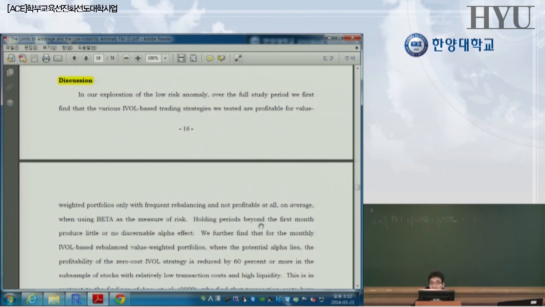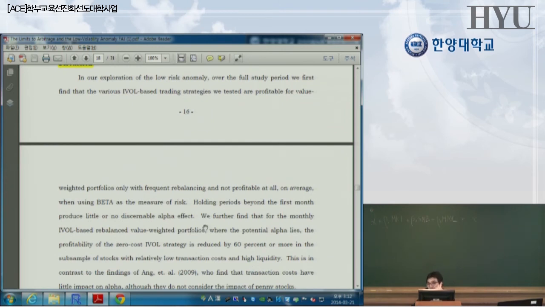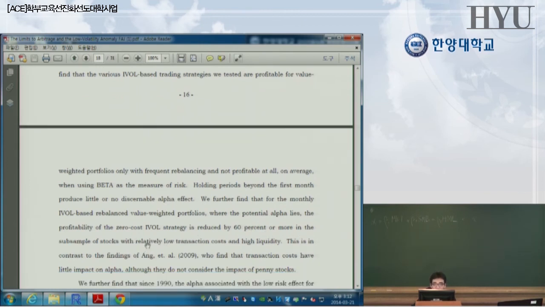Now, holding periods beyond the first month produce little or no discernible alpha effect. We further find that for the monthly IBOR-based rebalanced value-weighted portfolio, the profitability of a zero-cost IBOR strategy is reduced by 60% or more in the subsample of stocks with relatively low transaction costs and high liquidity. This is in contrast to the findings of Ang et al., who find that transaction costs have little impact on alpha, although they do not concentrate on penny stocks. It means that basically their previous analysis is wrong.